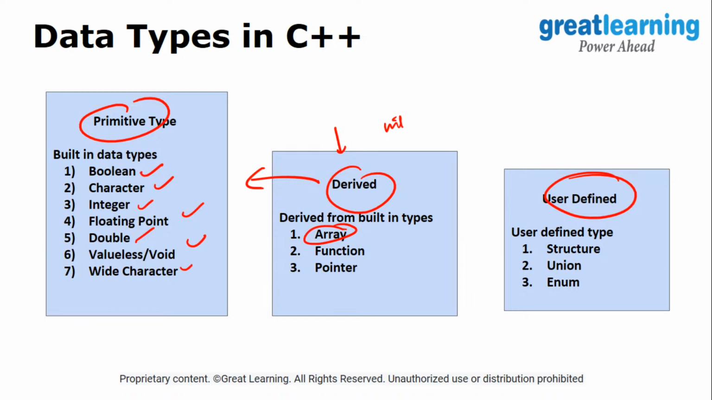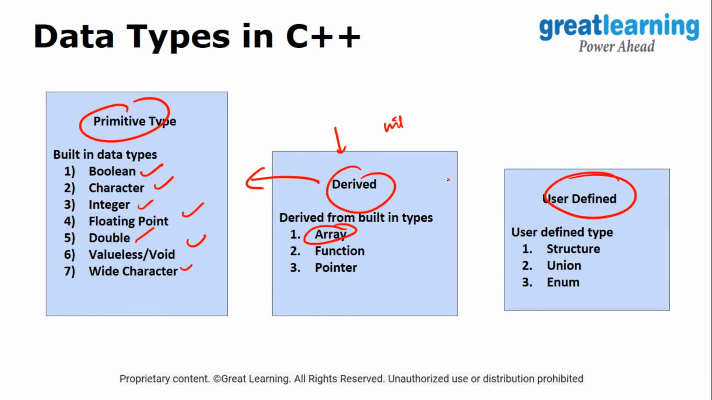I'm saying that derived are dependent on primitive. This array has a dependency, it can be an integer array, a floating point array, a Boolean array, a double array. So these are all derived data types. Similarly, function and pointer. A pointer is something associated with addresses. If you have integer a and you want to store the address of that a, you will use a pointer. So again, it has a dependency on primitive data types. All these things are derived data types.